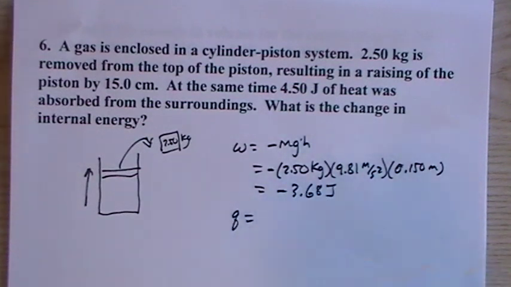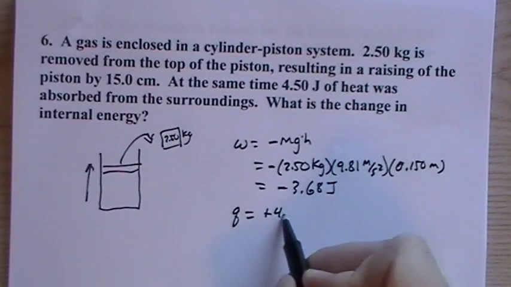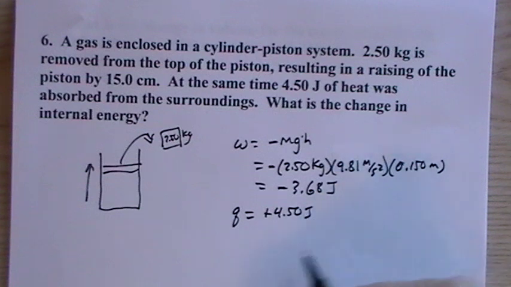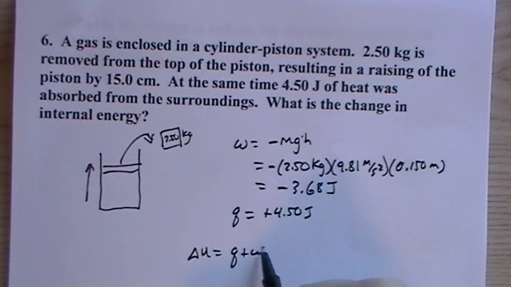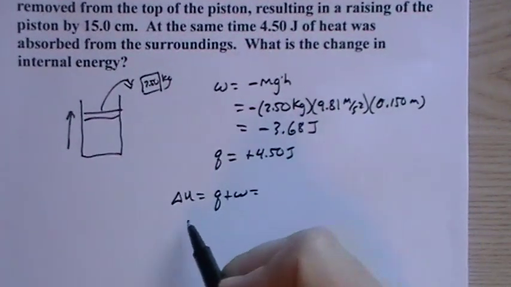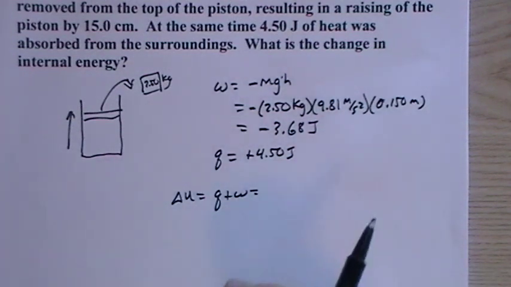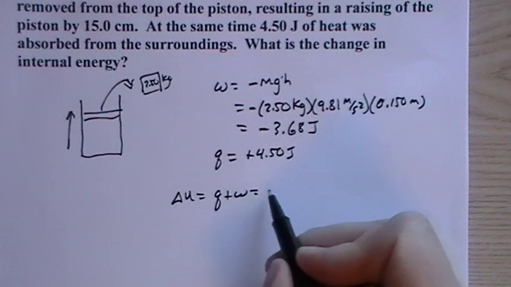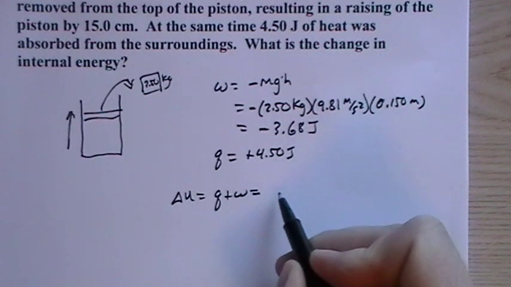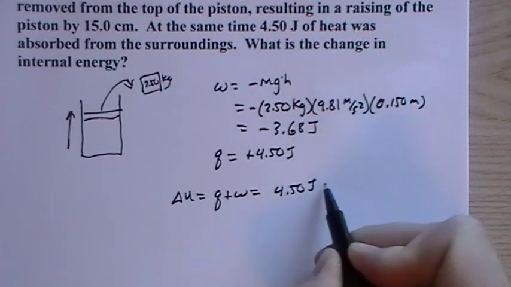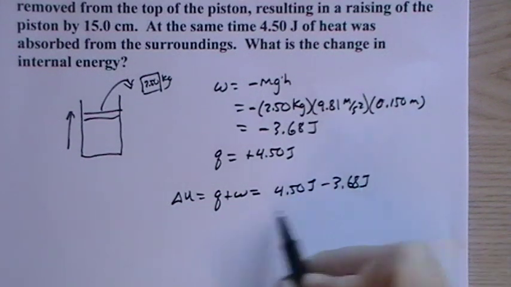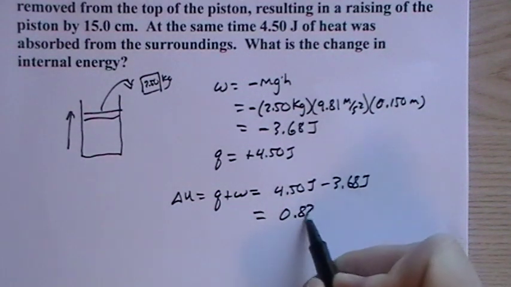They say that the heat was absorbed, so 4.50 joules of heat was absorbed, so that's a positive. So the internal energy, the change in internal energy, and note that change there, as I said, we're almost always interested in the change overall for whatever state function we're dealing with. And then just put these in. And this comes up to 0.820 joules.